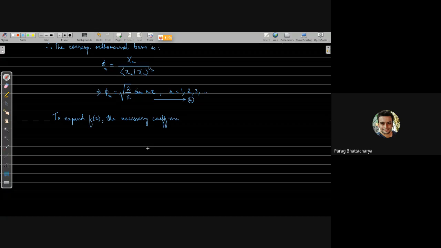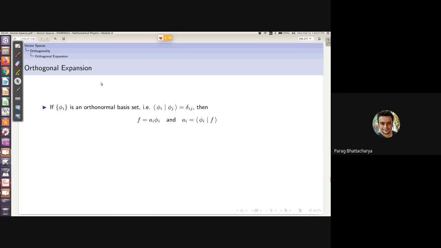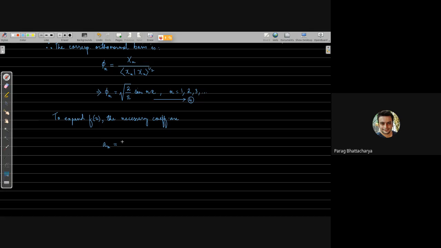We want to know what these coefficients an are, that we already know. The coefficients an are here. You have to take the scalar product of the corresponding phi, the normalized function, with the function f. So to find an, you have to do the scalar product of phi n, not chi, normalized phi n, with the function f. So this is what you have to do. Let's go ahead and do this.